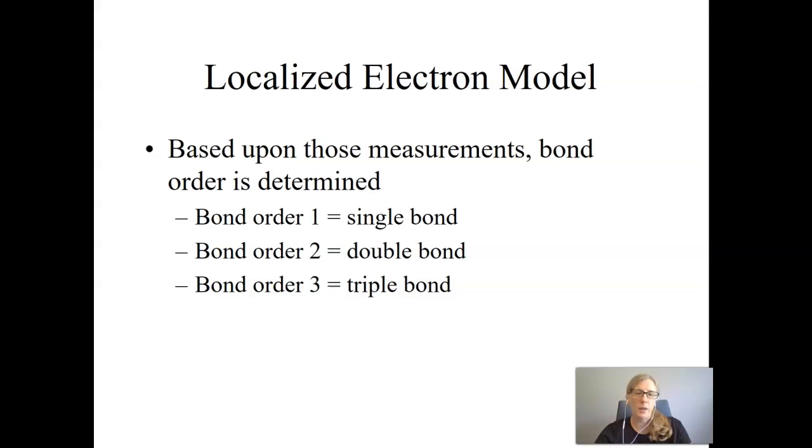So one of the things that's already come up before is something called bond order, where we assign a bond order to a bond based on its length and its energy. And so we use the bond order of 1 for a single bond, a bond order of 2 for a double bond, and a bond order of 3 for a triple bond.